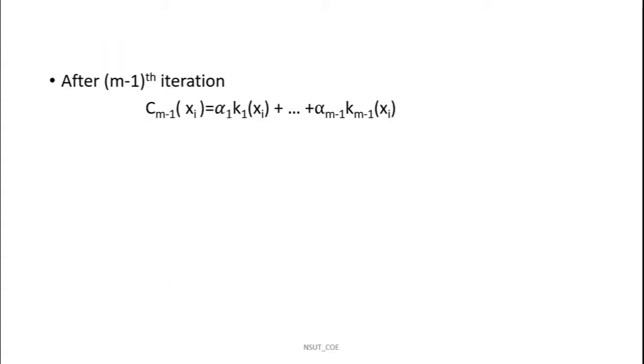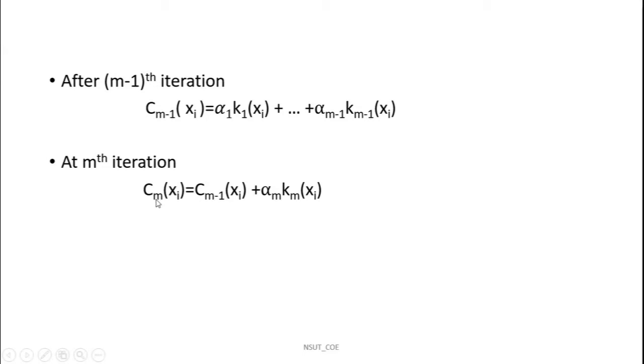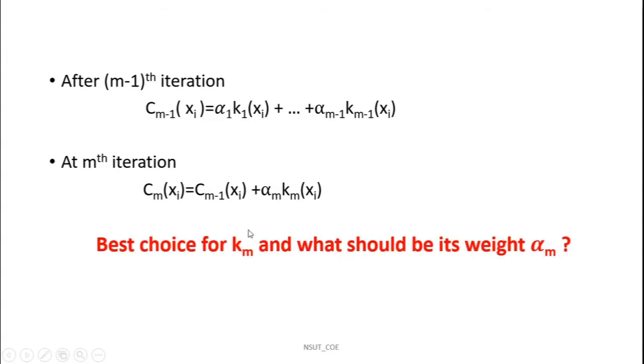After m-1 iterations, the classification of the ith training sample is given by summing all the alpha i's and ki's for i goes from 1 to m-1. After m iterations, the classification of the ith training sample is given by just adding the previous classification by the m-1 iterations plus alpha m km xi. Now the question is, what should be the best choice for km and what should be its weight alpha m? Now let's see how the weak classifier km is selected at iteration m.